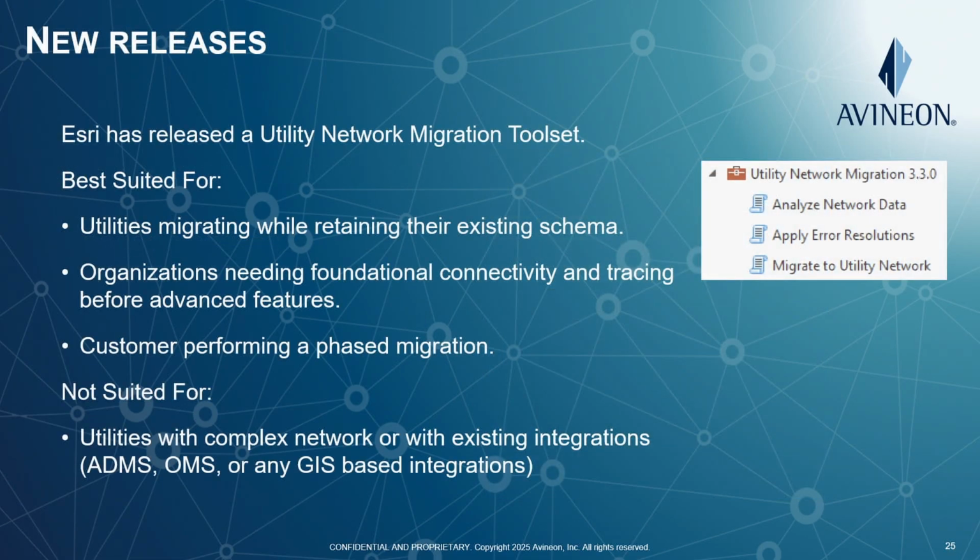And then, of course, Esri has new releases. They just released the utility network migration toolset. It allows you to migrate your data without having to change your schema, which is huge. But one of the things is it's not suited for all organizations. If you have a complex network, existing integrations or planned integrations, it may not be the best route for you. But if you are a smaller organization looking at a phased approach, this could be a good start. And that's one of the things as we start talking to organizations, we look at: is this the right approach for you? Is this Essential model the full one for you to take a look at?